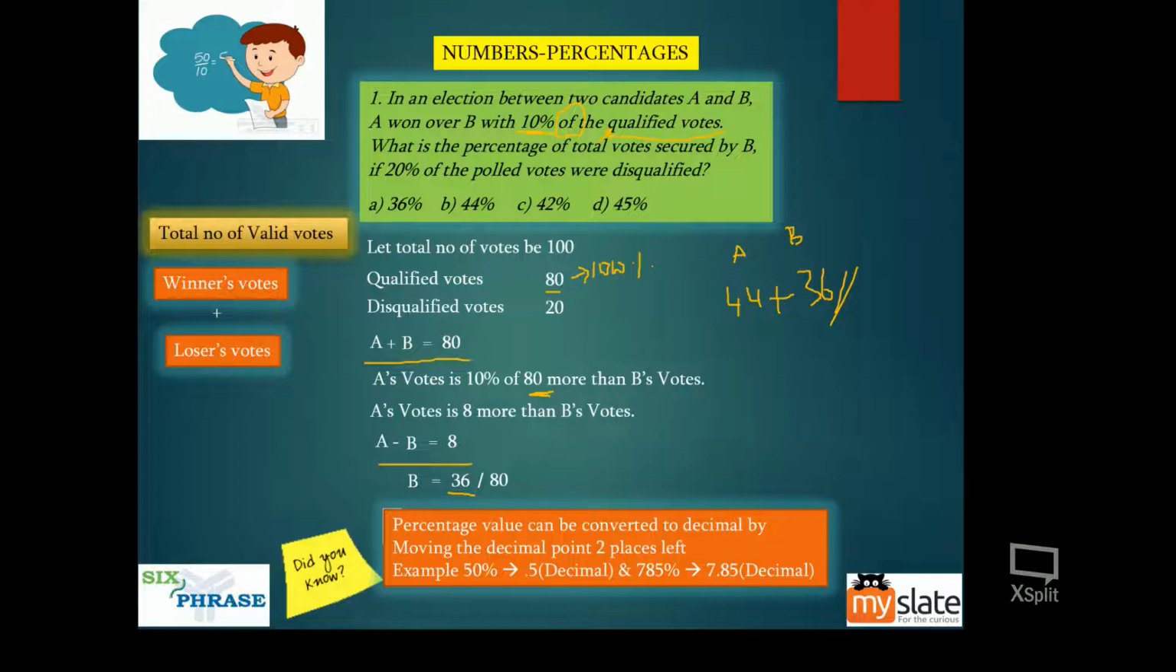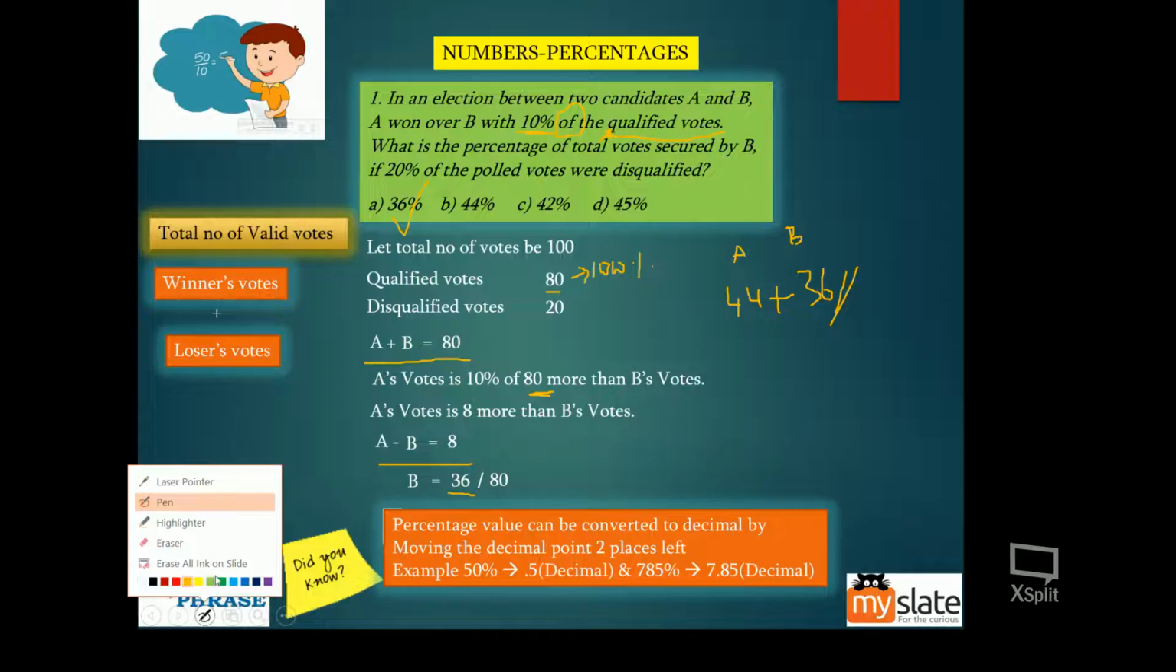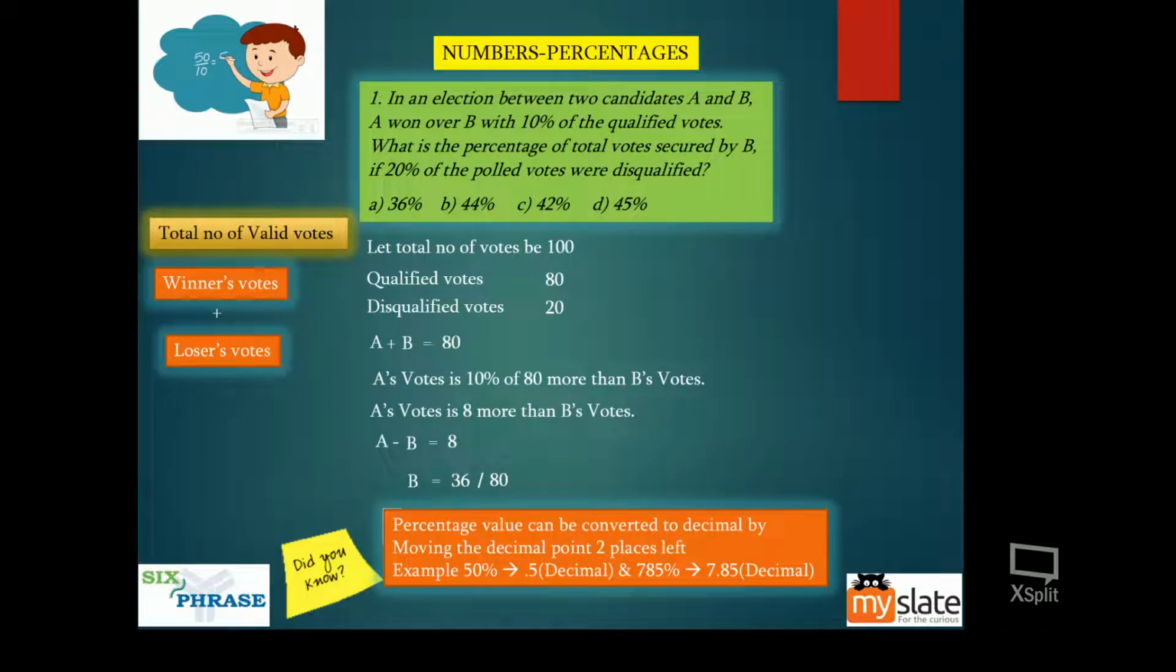Now 36 is out of 80. Now what they are asking is, don't just take this 36 as a percentage. Then your answer will be wrong. It is not 36%. It is 36 per 80. Look at what they're asking. They are asking percentage of total votes. So you have to find out of 100.